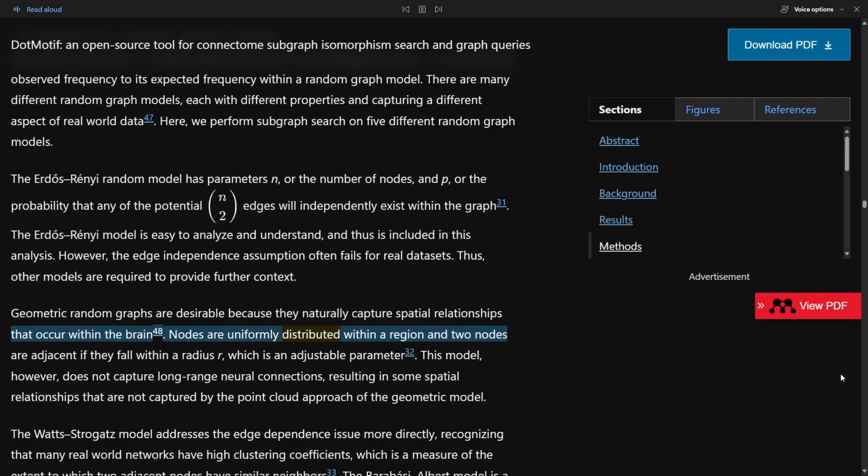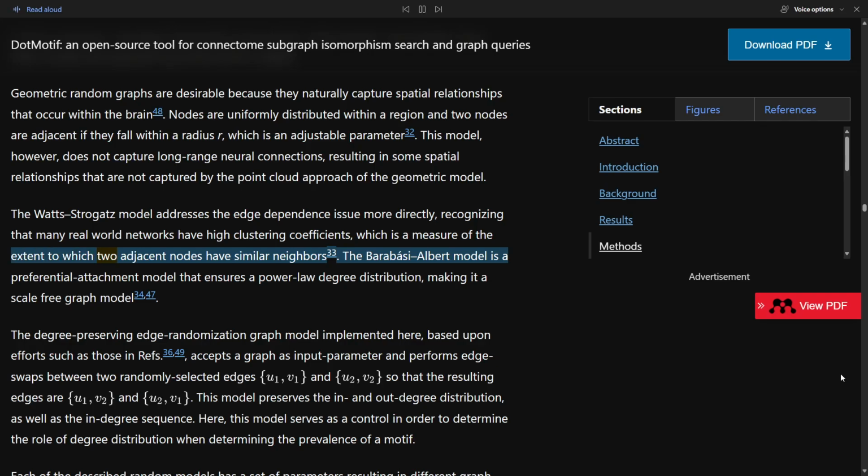Nodes are uniformly distributed within a region and 2 nodes are adjacent if they fall within a radius r, which is an adjustable parameter 32. This model, however, does not capture long-range neural connections, resulting in some spatial relationships that are not captured by the point cloud approach of the geometric model. The Watts-Strogatz model addresses the edge dependence issue more directly, recognizing that many real-world networks have high clustering coefficients, which is a measure of the extent to which 2 adjacent nodes have similar neighbors 33.